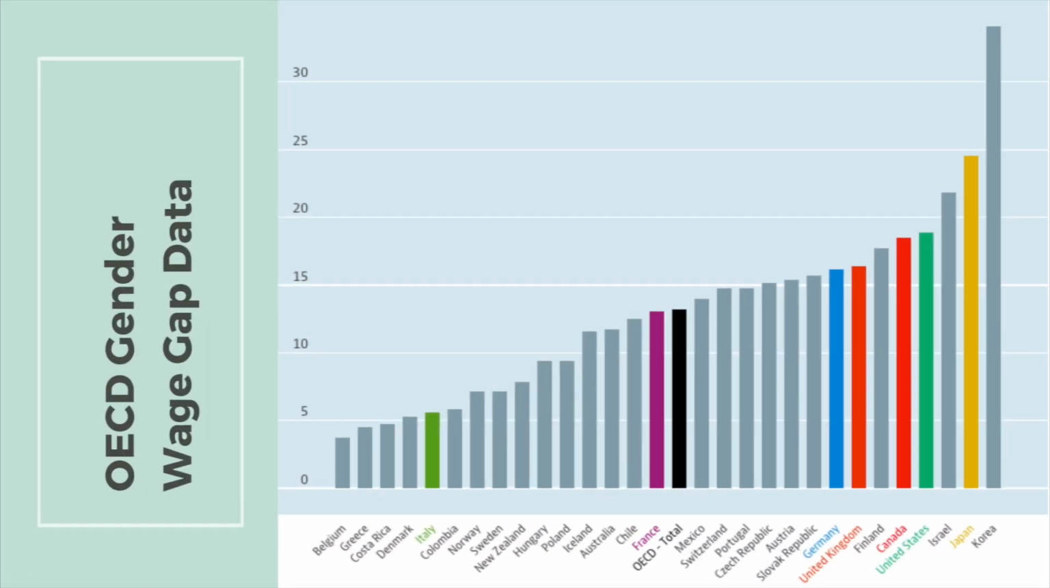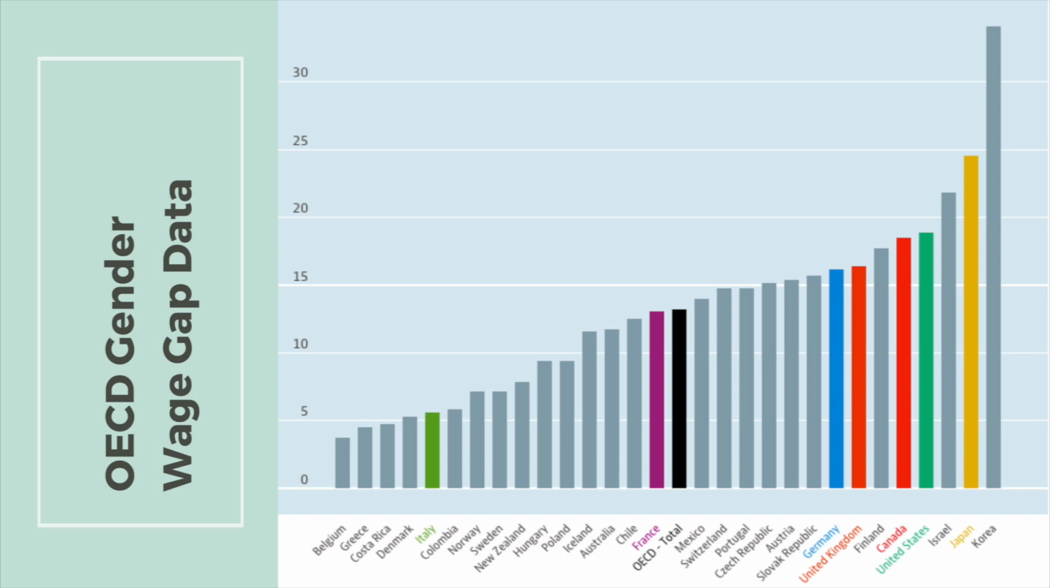Another example is this data from the OECD on the wage gap that I mentioned earlier. What stands out to me is that both the United Kingdom and Mexico have a pretty significant wage gap, which means that women probably earn significantly less than men. The next step here is to look at what these countries have done to try and reduce this wage gap.